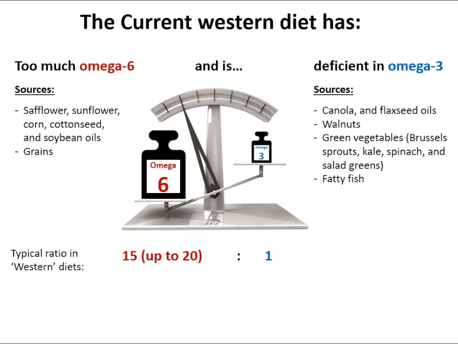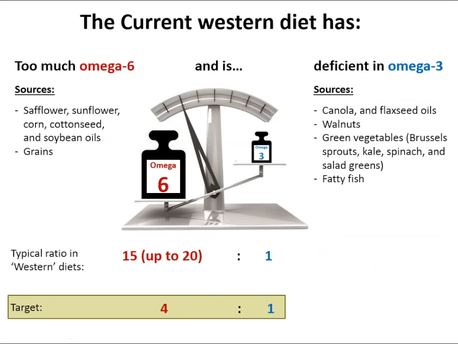So as I mentioned, and as many of you have heard, it's very important to keep these omega-6 and omega-3 in a balance in the diet. Right now, our typical Western ratio is about 15 or up to 20 to 1, whereas our ideal target ratio is 4 to 1. So sources of those omega-6s in the diet are seed oils, or if we're talking about dairy cow diets, grains. That's where you're going to see a lot of those omega-6s.